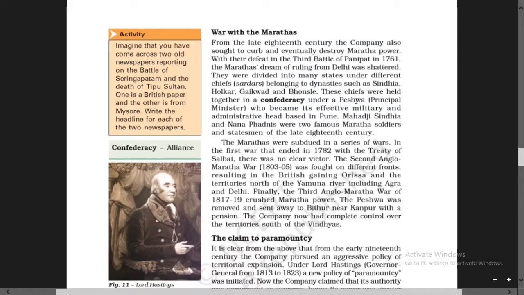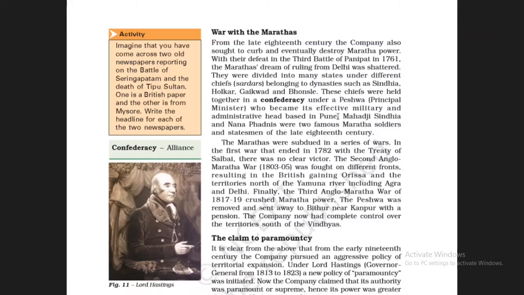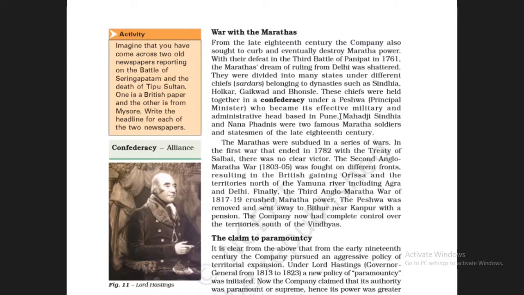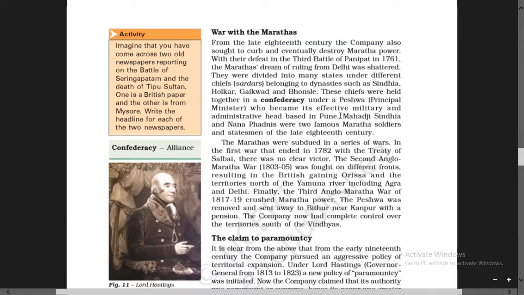under a Peshwa who became its effective military and administrative head based in Pune. Confederacy means a league. So the chiefs of dynasties such as Sindhia, Holkar, Gaikwad, and Bhonsle were held together in a confederacy under a Peshwa, based in Pune.